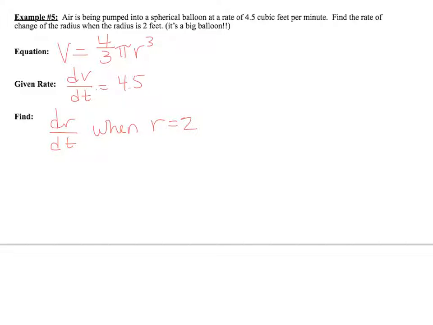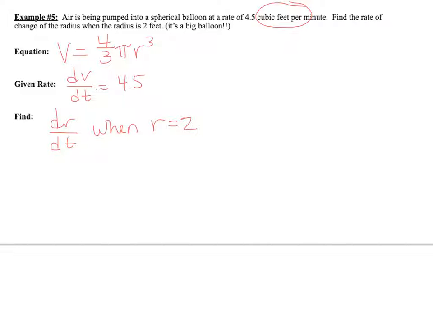Alright, I went ahead and jumped ahead and filled some of this in so that we can save some YouTube time. But in example 5, you have a spherical balloon. So my volume equation is going to be 4/3 pi r cubed, that's the volume of a sphere. And air is being pumped in at a rate of 4.5 cubic feet per minute. So again, that's kind of a giveaway right there: cubic feet per minute is a rate of change of volume, because cubic feet is volume. So 4.5 cubic feet per minute. Find the rate of change of the radius, so find dr/dt when the radius is equal to 2. Alright, so I have all of that listed.